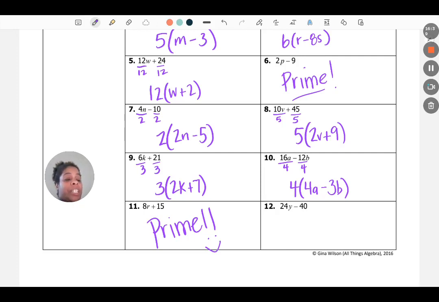Okay. All right. Last one on this sheet. There is a second sheet. 24y minus 40. We're looking for the greatest common factor that we can use for both. We know that it can't be higher than 24. So is 40 a factor of 24? It is not. 24 times 2 is 48, and that's too big for the 40. So we got to go backwards. So 24, we know it can't be 23. We know it can't be 22 because 22 times 2 is 44.